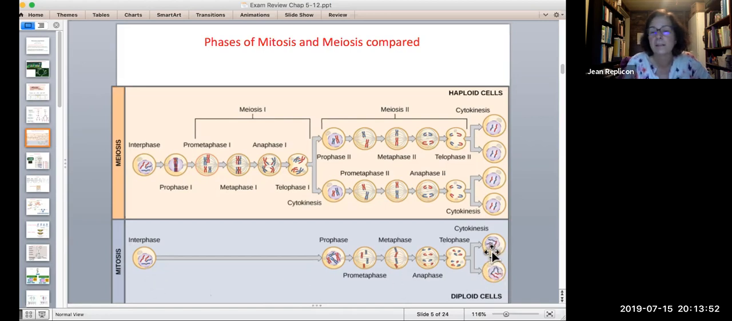They're not in the duplicated state yet, right? Because they haven't entered interphase yet. So that's how body cells are made.